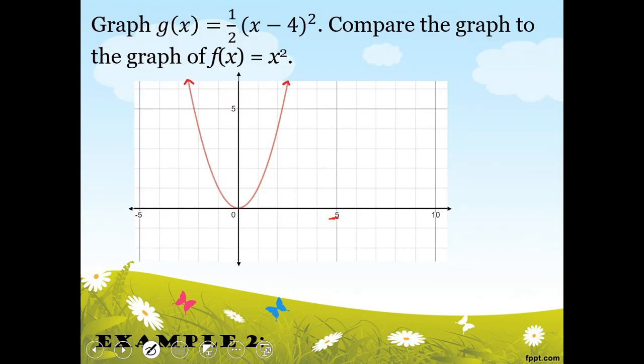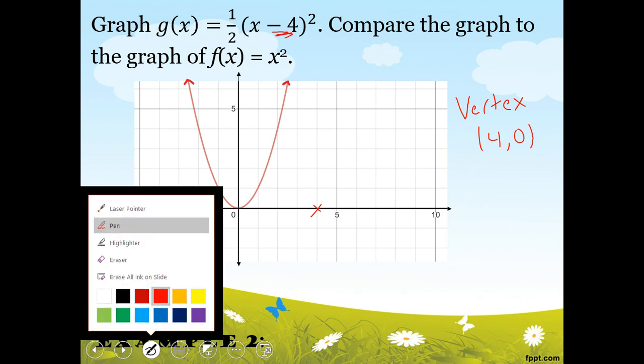So if we look here, it says graph g of x equals 1/2 times x minus 4 squared. Compare the graph to f of x equals x squared. So we know that this minus 4 right here is going to move our graph to the right 4 units. So we know that our vertex is going to be at the point 4 comma 0. So we know our vertex is going to be at this point right here. Now, I'm going to do it in blue, actually, so it's a different color than our parent function.